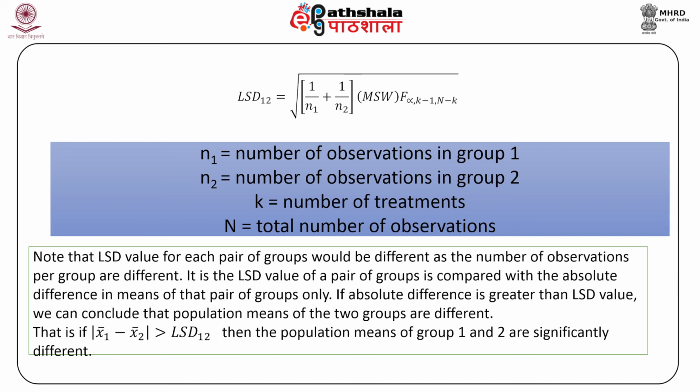If the absolute difference is greater than the LSD value, we can conclude that the population means of the two groups are different. That is, if modulus of X̄1 minus X̄2 is greater than LSD12, then the population means of groups 1 and 2 are significantly different.